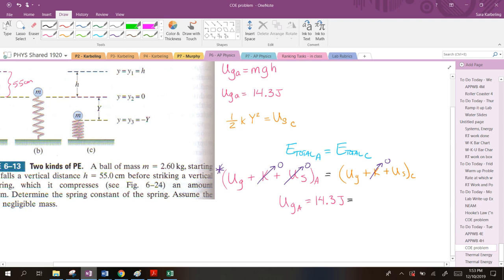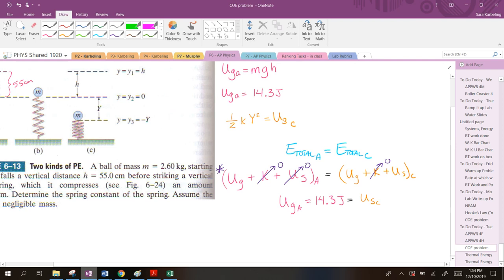Is there spring potential energy at the bottom? There is, because the spring has been squished, right? So for sure there is. We know that's true. So I'm going to write that U sub S at C, and we know that that's the 1/2 ky squared. Is there any gravitational potential energy at the bottom?